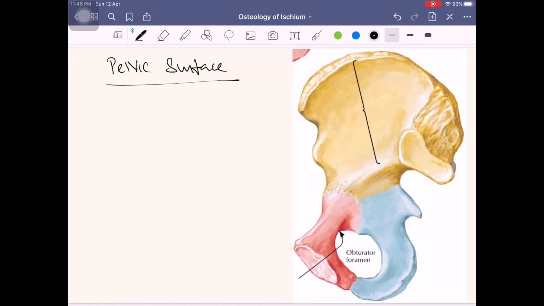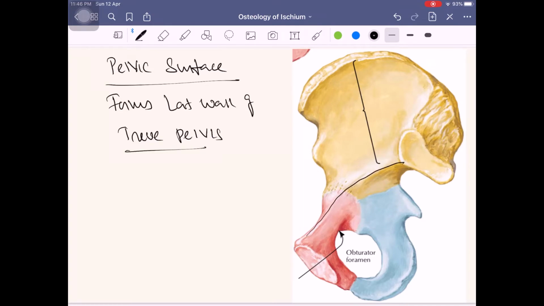The pelvic surface is also called the medial surface. It forms the lateral wall of the true pelvis. A true pelvis, we know, is below the pelvic brim. So this whole line is your pelvic brim, and below this, this entire area that we are seeing is a smooth area.